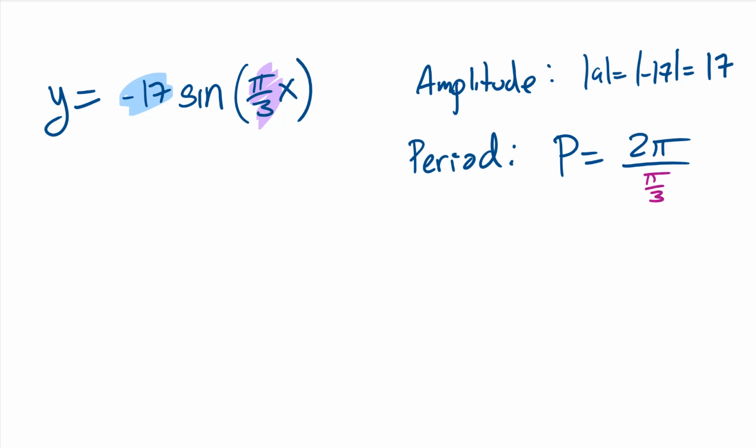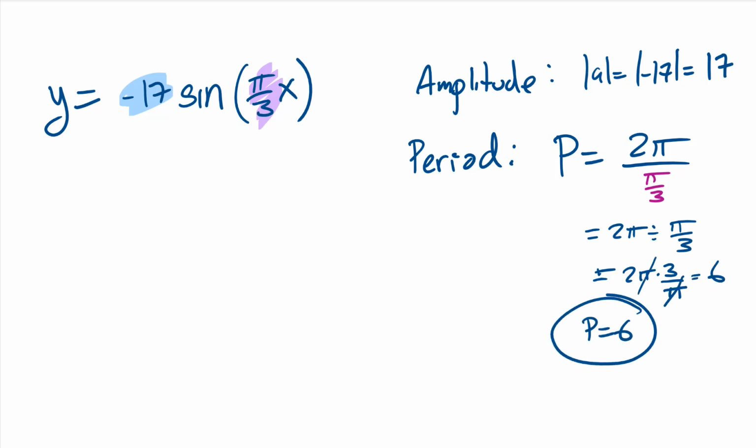We'll go old school if you don't remember how to do this. This is 2 pi divided by pi over 3, which is 2 pi times 3 over pi, and those pis go away, and we get 6. So the period would be 6. That would mean for sine to go all the way to here, it would be 6 radians to get there. 3 radians to go halfway, and 1.5 radians to go there, 4.5 to go there.